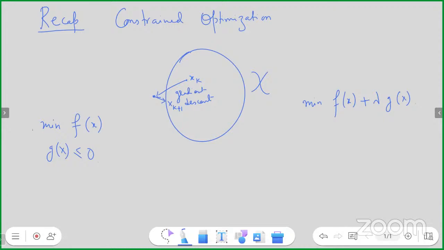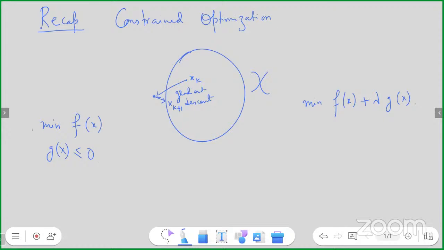Can you always guarantee feasibility is the question? Not necessary. Whatever lambda you pick, I can create a function such that it's not necessary that the optimizer here is such that g of x is less than or equal to 0. Not necessary. But there are ways to come around that.